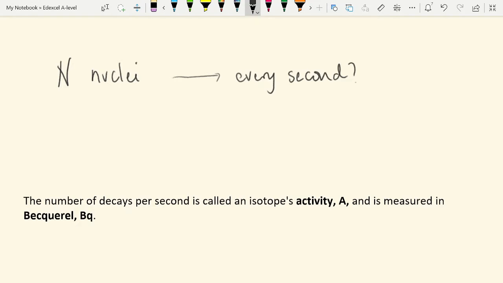So if you have a sample of a radioisotope with N undecayed nuclei, how many of those nuclei will decay in a second? Well, usually because in any particular sample we have a large number of nuclei involved, we can use statistical techniques to describe this. We can assume that the rate of decay is proportional to the number of nuclei present. That is, the more nuclei we have, the more likely it is that one of them will decay.